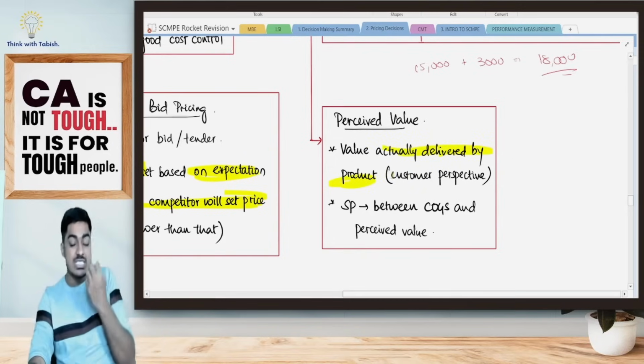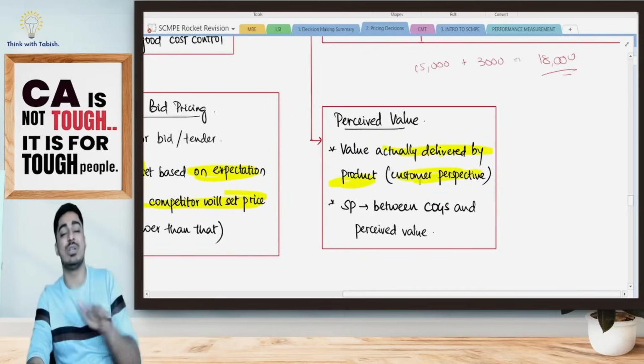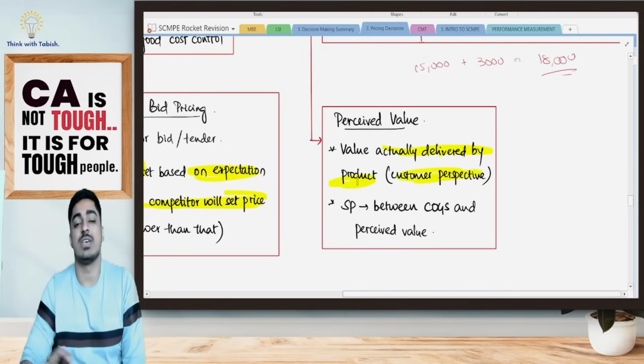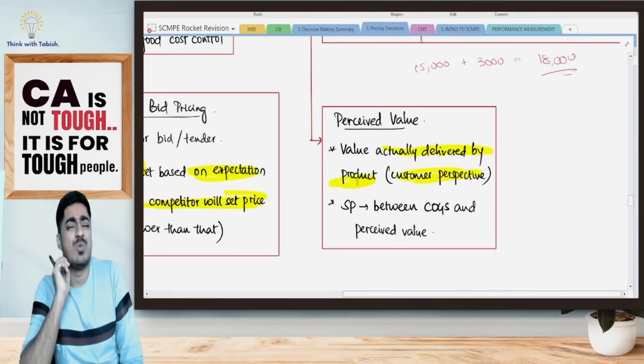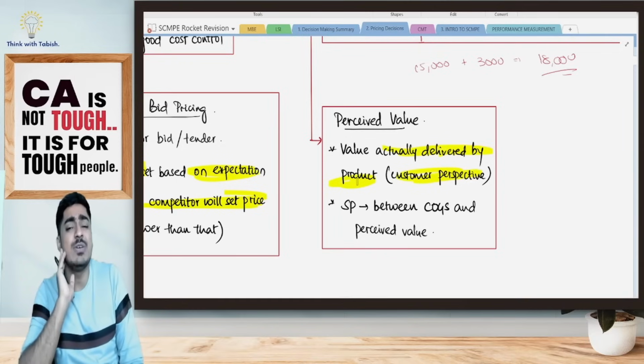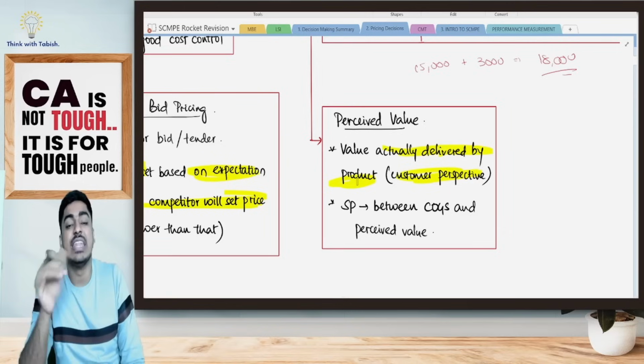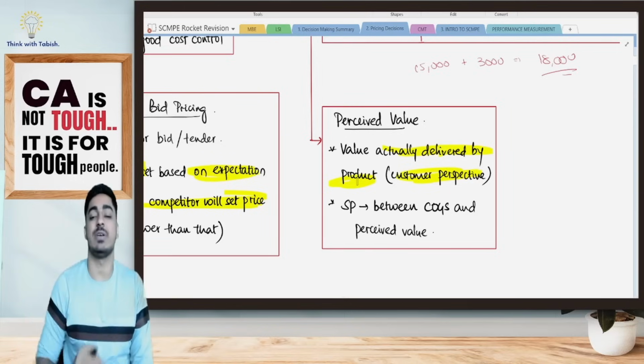Perceived value is the value which is actually delivered by the product. It is what my customer is perceiving. The customer is telling, no, this much only value I've got. Say, for example, the customer says the Vivo phone was 15,000. For the extra camera, I'm not willing to pay 3,000, just 1,500 I can do. That means the perceived value is 16,500.